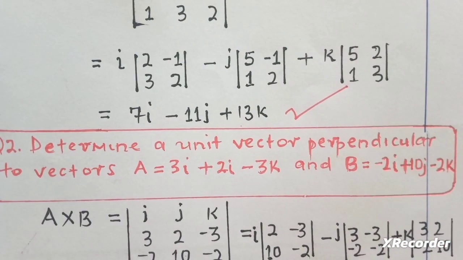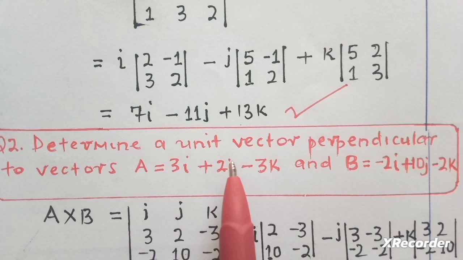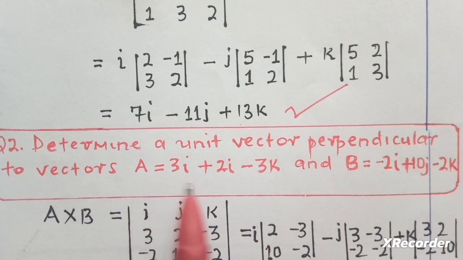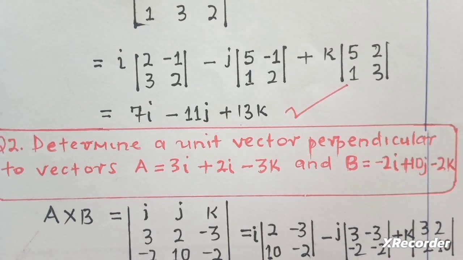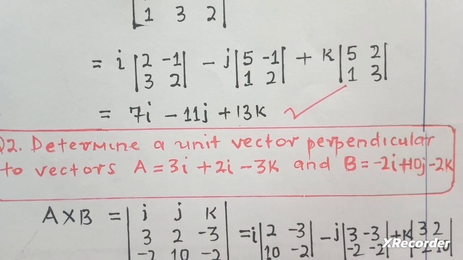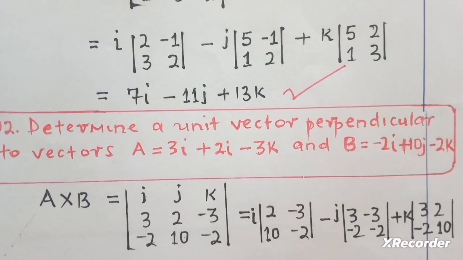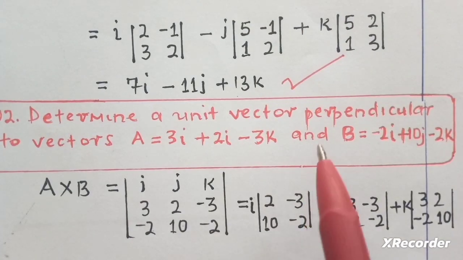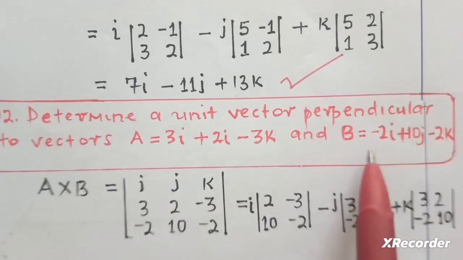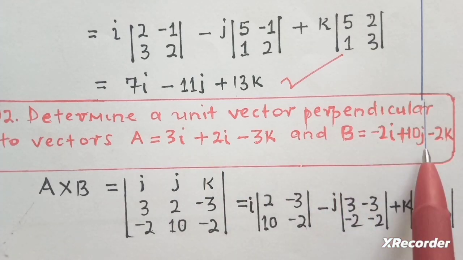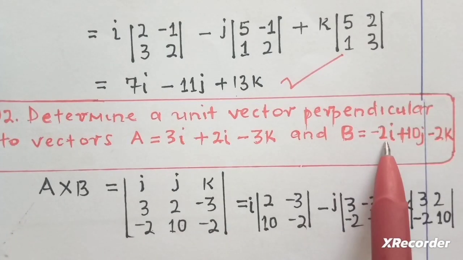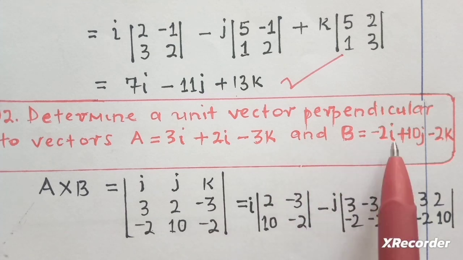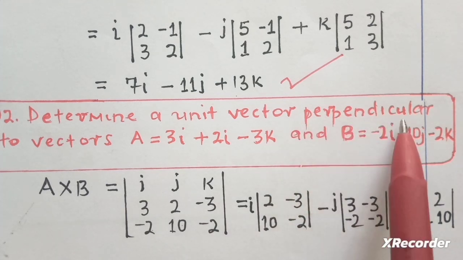Question 2 states: determine a unit vector perpendicular to these vectors. You have this vector and another vector. For this one, guys, we use the cross product, because the cross product is where we resolve these two vectors into a perpendicular direction. When we resolve them perpendicular to them, because these are in the same plane, then we resolve them to the perpendicular direction.